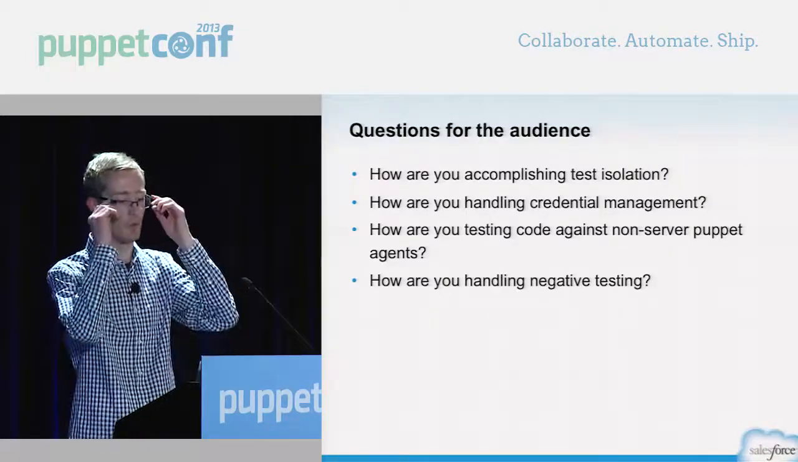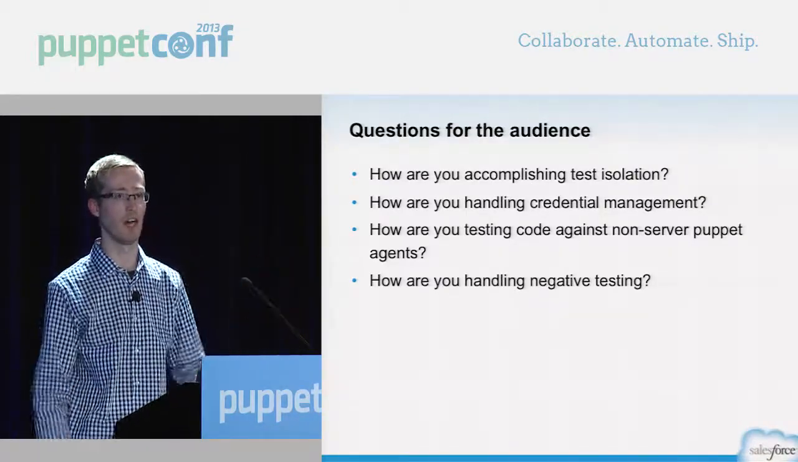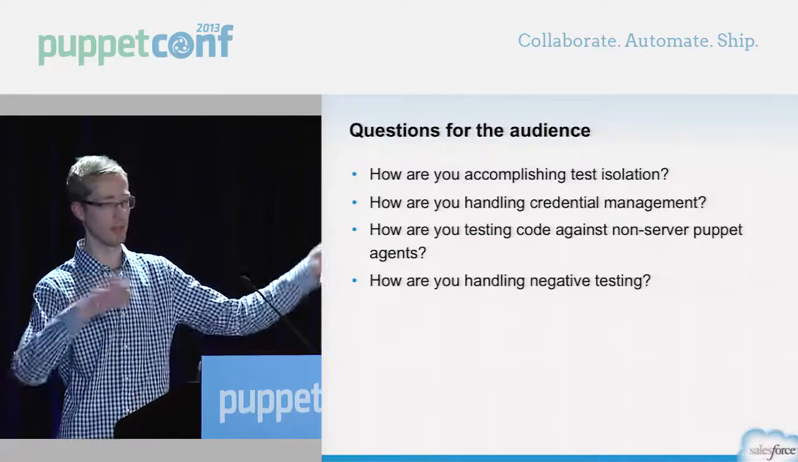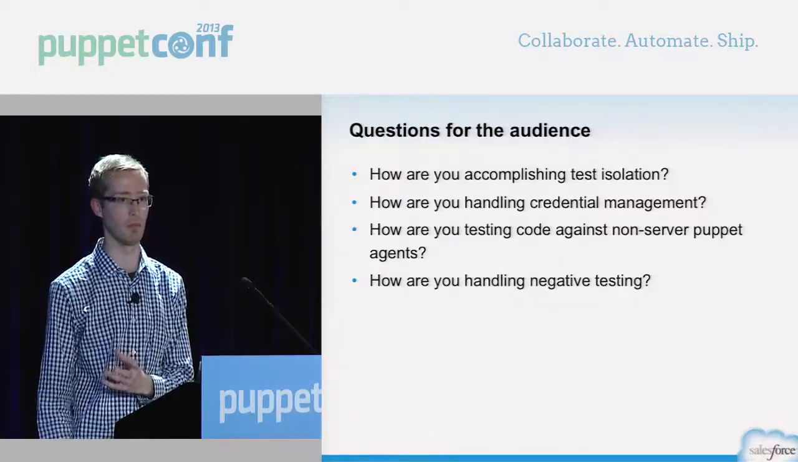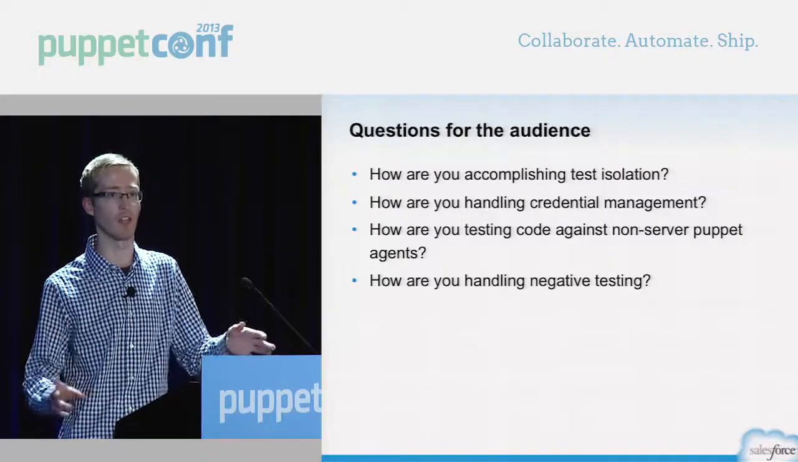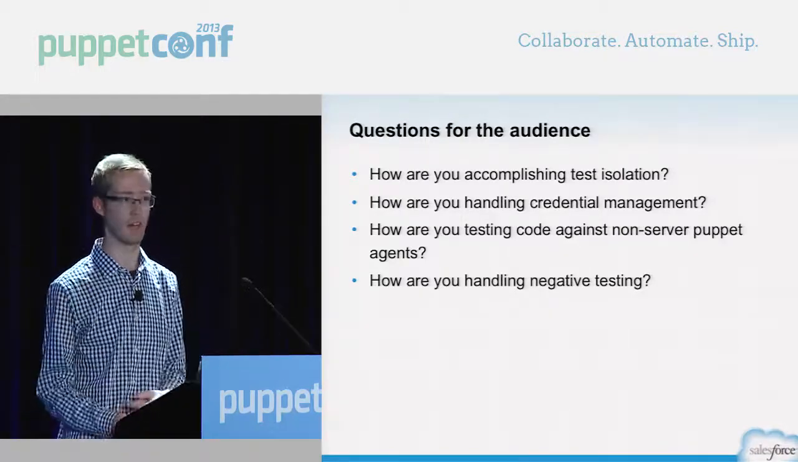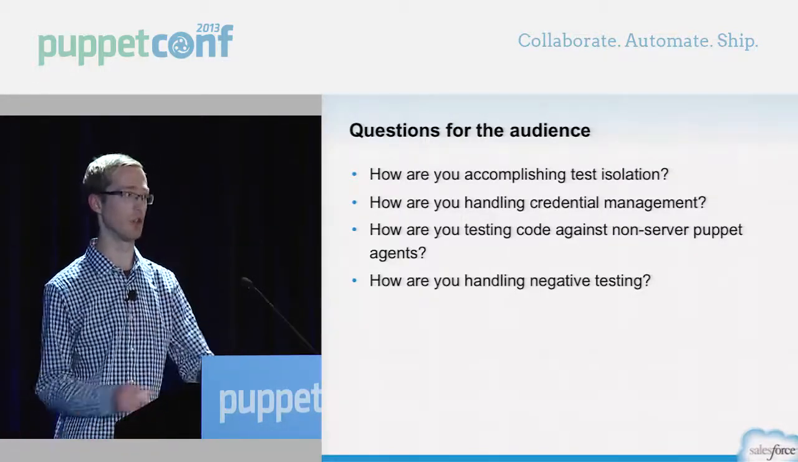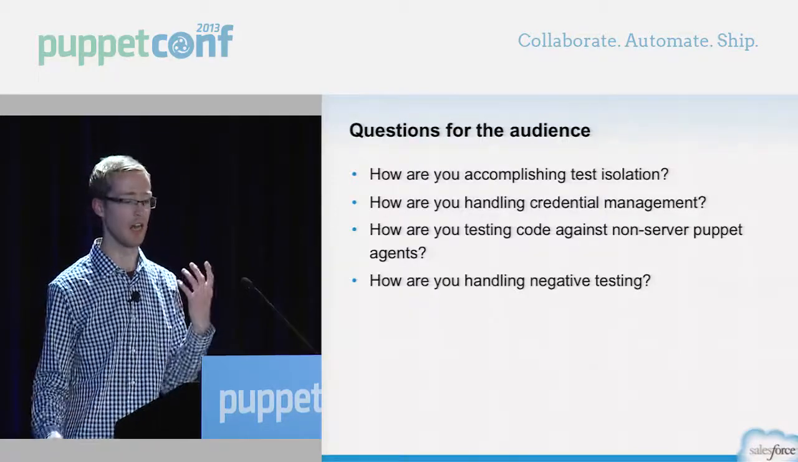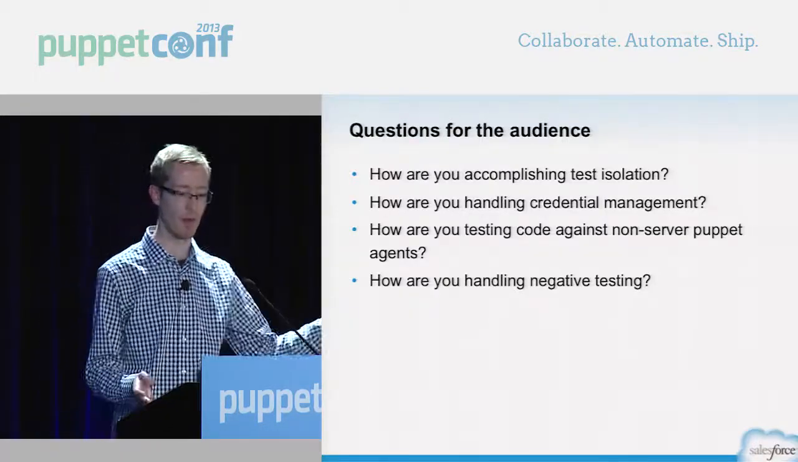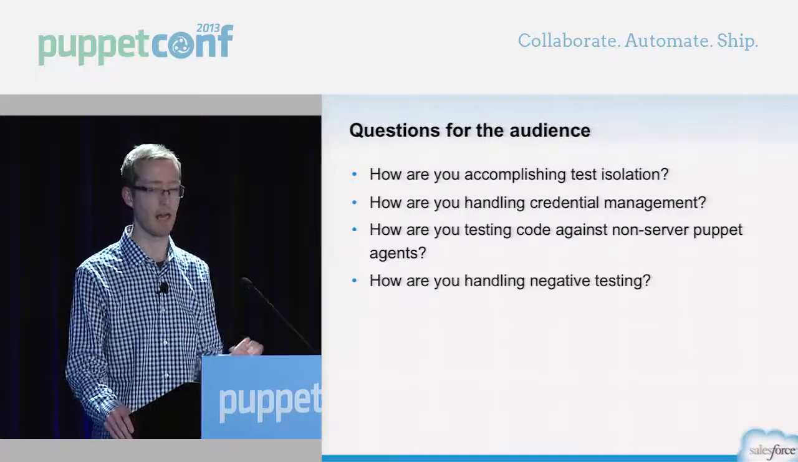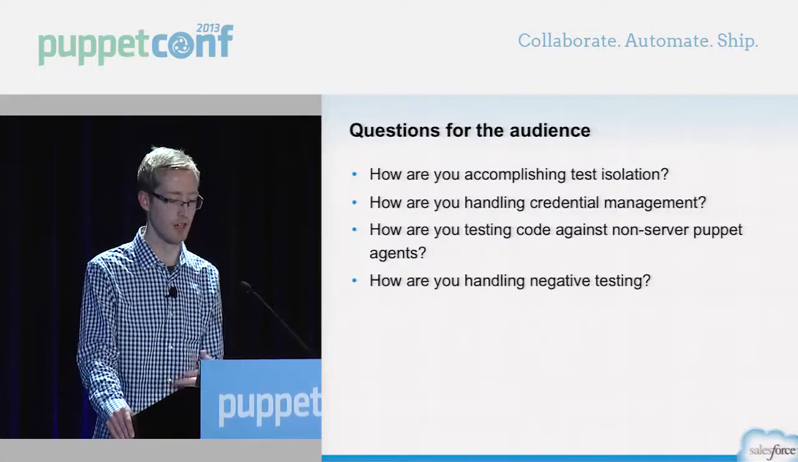So one of the things that I mentioned is test isolation. The way that we're doing that is by duplicating huge amounts of code in individual tests and setting our Jenkins executors to 1. That's not the way to do it, but it is a quick solution and it works. I'm interested in hearing from anyone after the talk or now how you're doing test isolation.